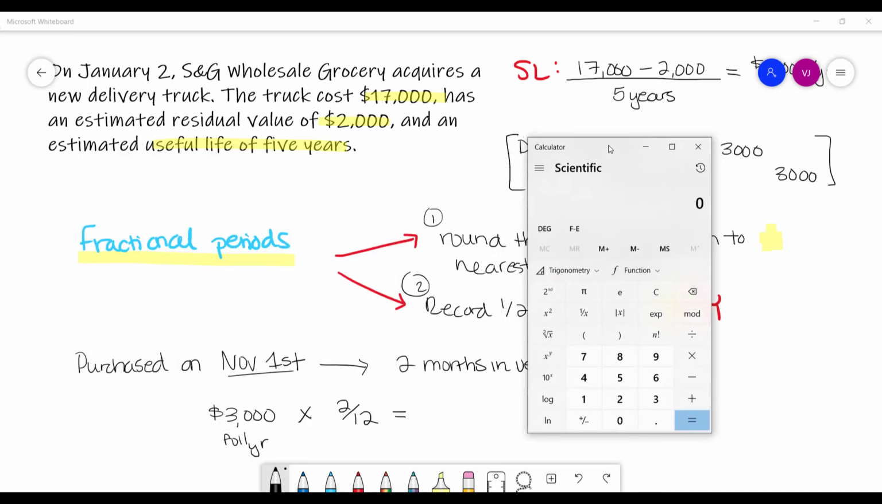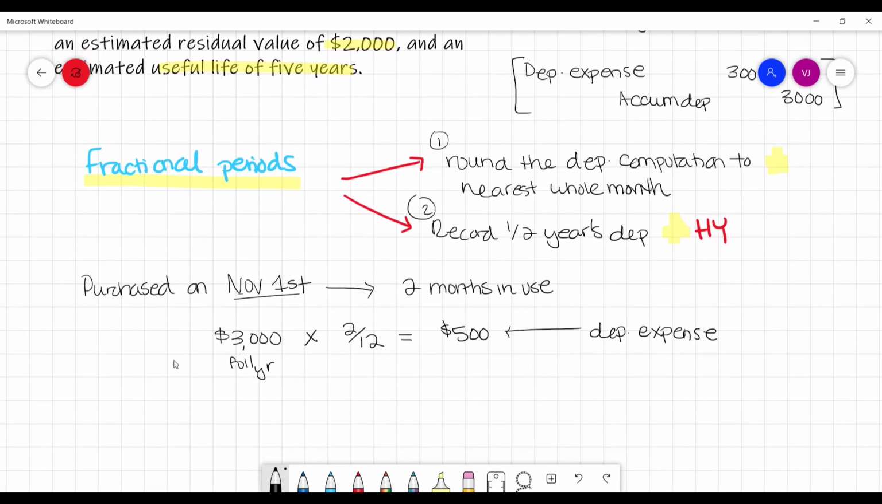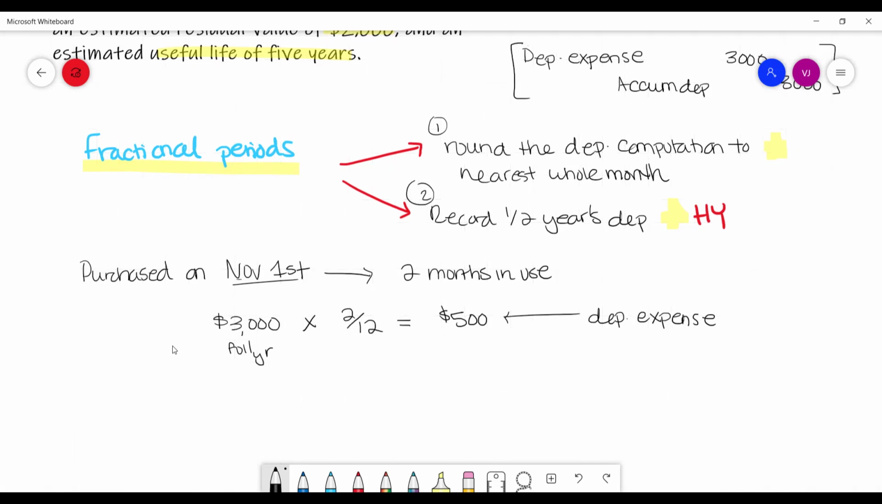So what would that look like? Well, 2 divided by 12, that's 0.167. We'll multiply that fraction by $3,000, and that gives us $500. So the depreciation we would record for that first year that this asset is in use is actually just $500. So that would be the depreciation expense for this new delivery truck if we actually had purchased it way later in the year. Now that's if we use that first method for accounting for fractional periods. So that was first method.